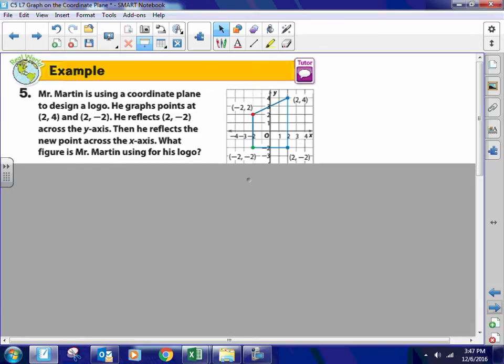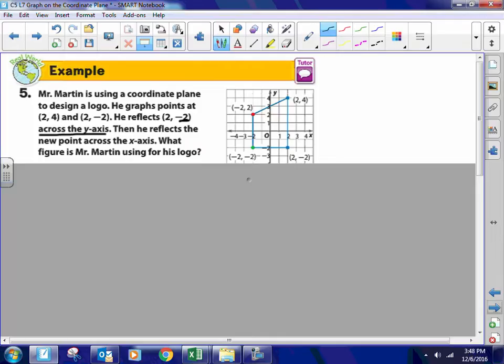This is the essential question. Okay, the less than essential question that's going to be answered. All right, Mr. Martin is using a coordinate plane to design a logo. He graphs points at 2, 4 and 2, -2. He reflects 2, -2 across the y-axis. That means his y is going to stay the same, and the 2 is going to turn to -2, or the x is going to turn negative.